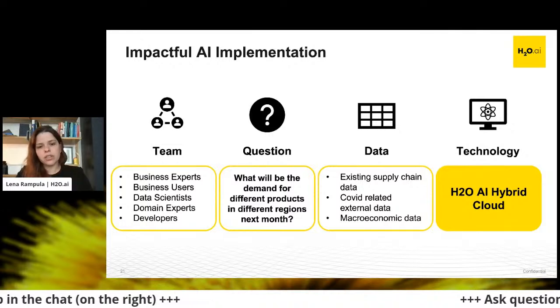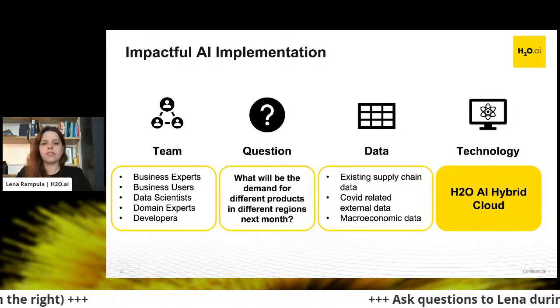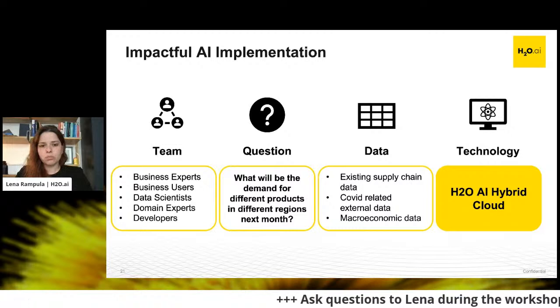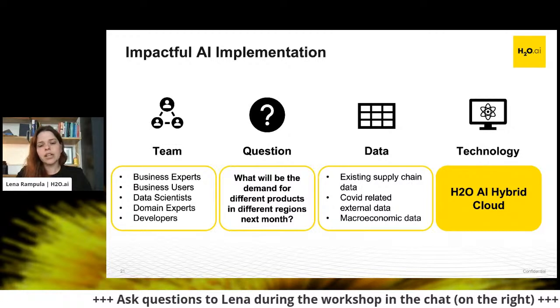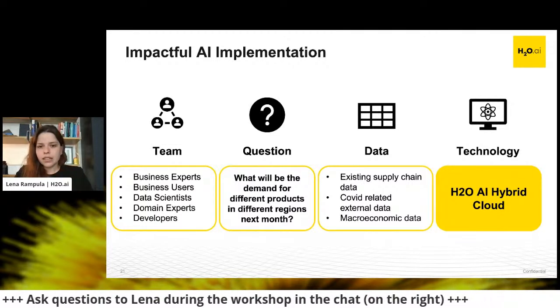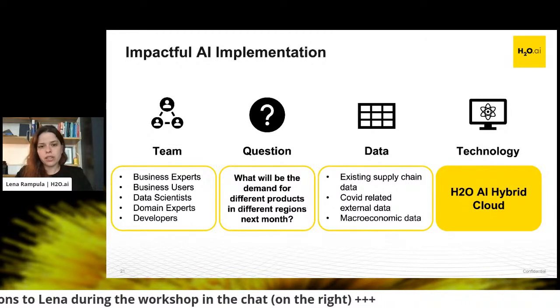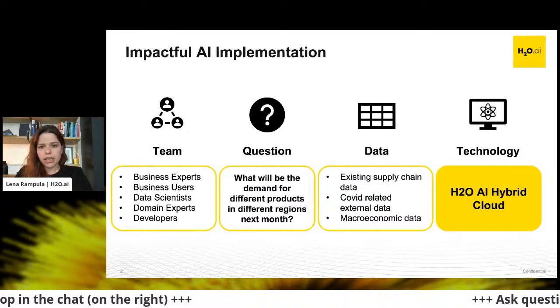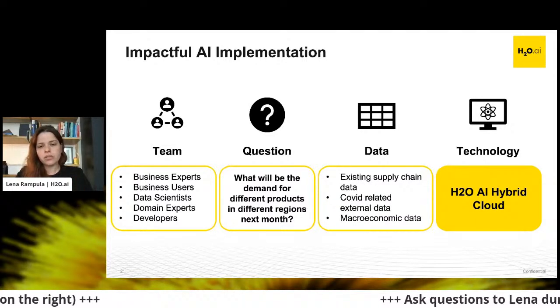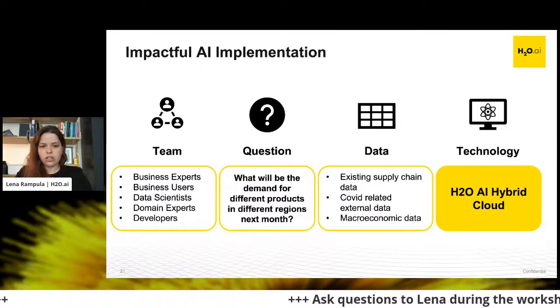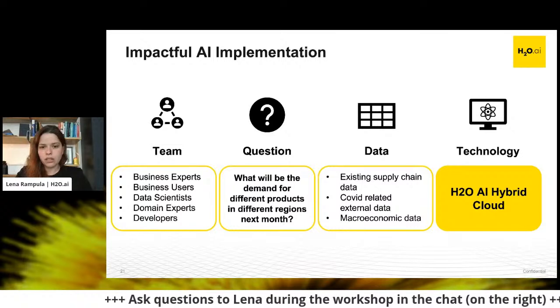As part of the technology, we needed to have something that would deploy the model, maintain it, and monitor it. And in the end, we were also using H2O Wave to develop an application for the business users. And that application is hosted on the App Store at H2O AI Hybrid Cloud.